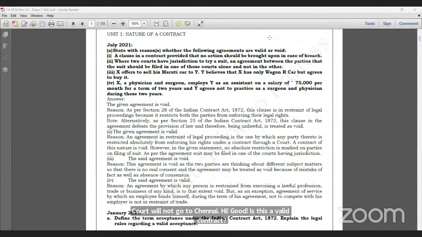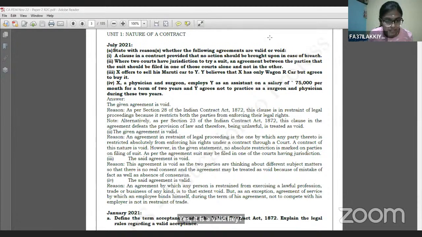Yes, it is valid. Read. The given agreement is valid. Reason: an agreement in restraint of legal proceeding is the one by which any party thereto is restricted absolutely from enforcing his rights under a contract through a court. A contract of this nature is void. However, in the given statement, no absolute restriction is placed on parties on filing of suit. As per the agreement, suit may be filed in one of the courts having jurisdiction.